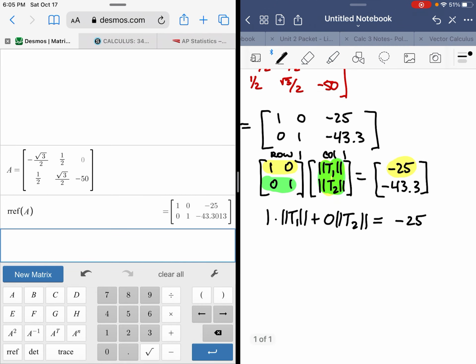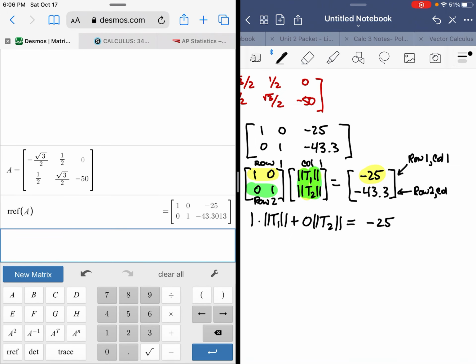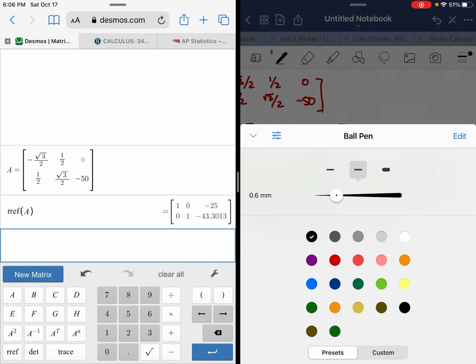And so that's row 2, still against column 1. So this is row 1, column 1. This one is row 2, column 1. So we're getting the result from where the operation tells us to expect to get the result. All right.